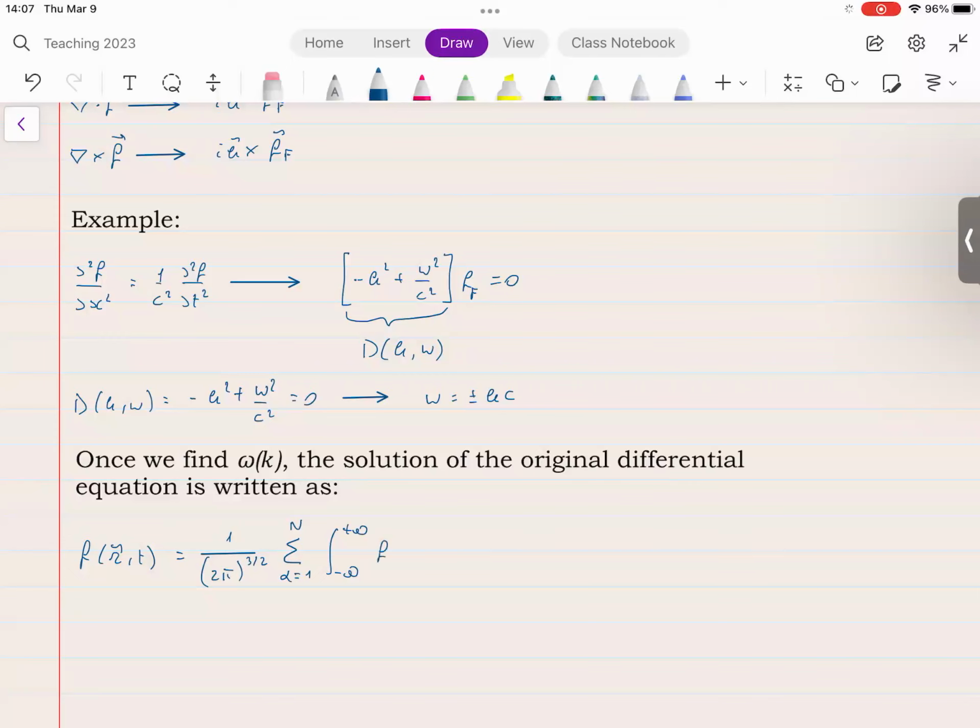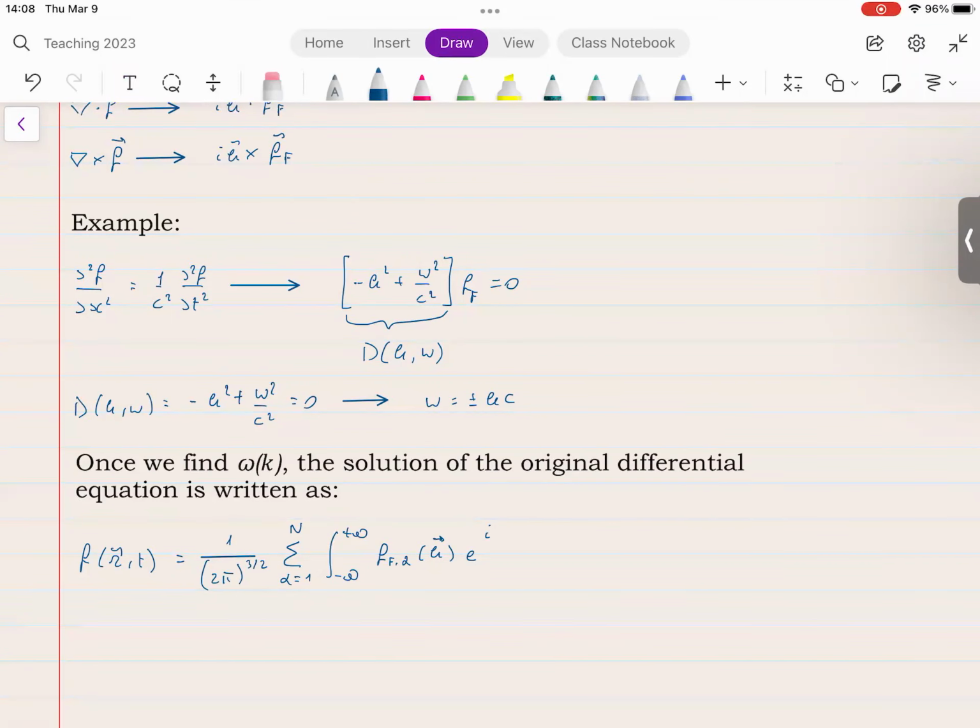Integral over the whole space of f transform alpha, function of k. Notice this does not depend on omega anymore because I got rid of omega by finding omega as a function of k. And this multiplies e to the i k dot r minus omega alpha, which is function of k, times t. And the integral is in d3k. I've already integrated over omega, because again, nothing depends on omega. Omega alpha is a solution of the dispersion relation.